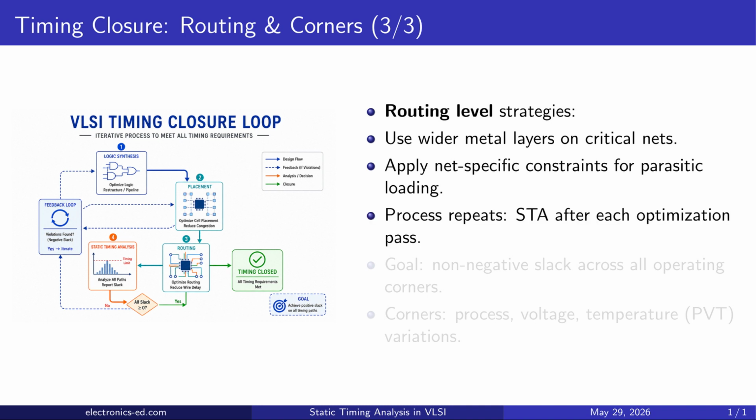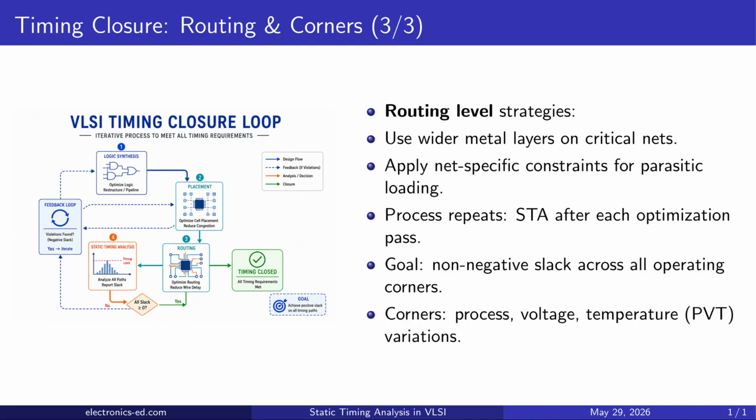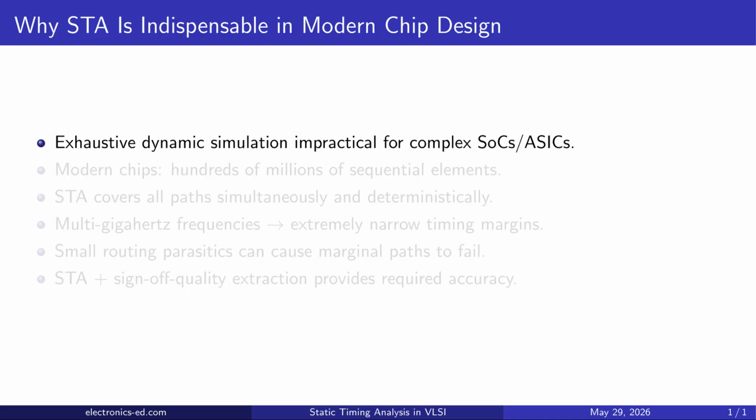The whole process repeats. We run STA after each optimization pass. Our goal is non-negative slack across all operating corners. Those corners include variations in process, voltage, and temperature, collectively called PVT. Exhaustive dynamic simulation is simply impractical for complex system-on-chips or ASICs. Modern chips contain hundreds of millions of sequential elements.